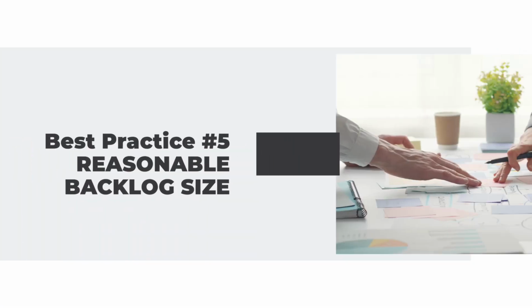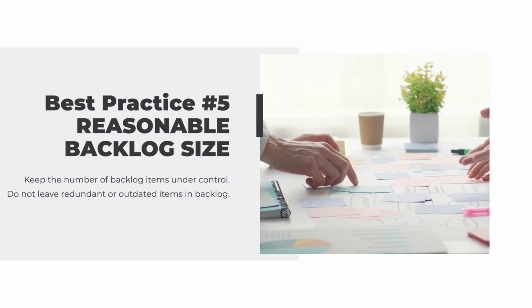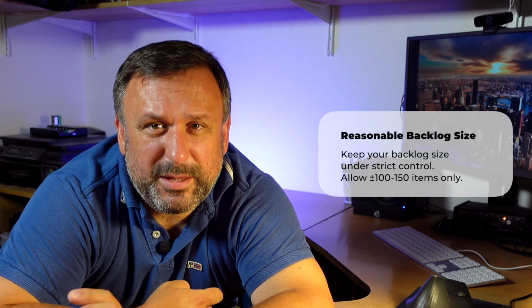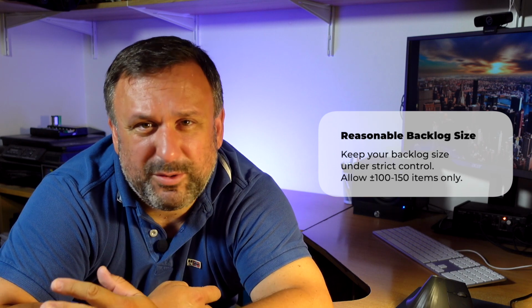Best practice number 5. Maintain the backlog continually in a reasonable size so that it remains transparent and practical. There is no hard set limit for the reasonable backlog size, and the correct backlog size may depend on multiple factors, especially on environment volatility. For a typical development team, I normally recommend keeping the backlog size limited to a maximum of 100 to 150 items. The more volatile the environment is, the closer you can go to the 150 items limit. Otherwise, you should do your best not to exceed 100 backlog items.